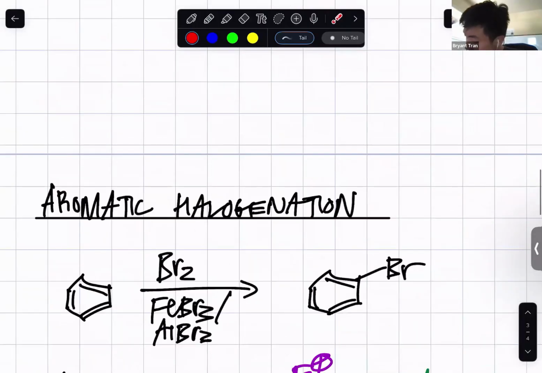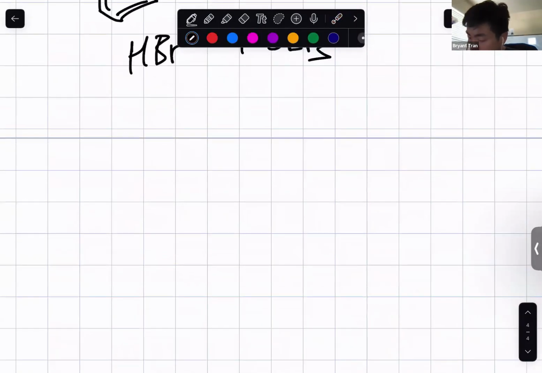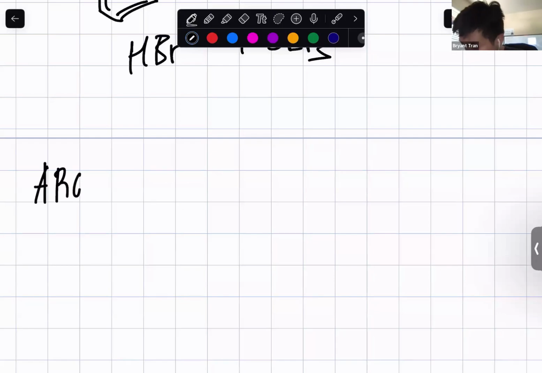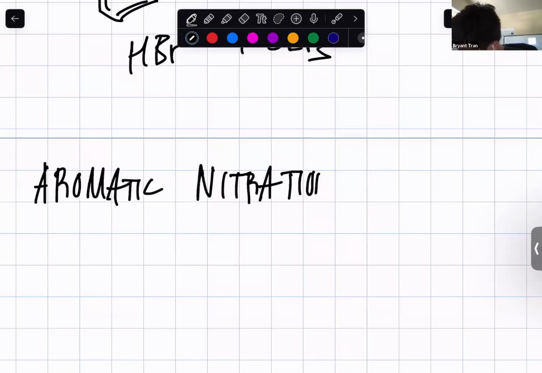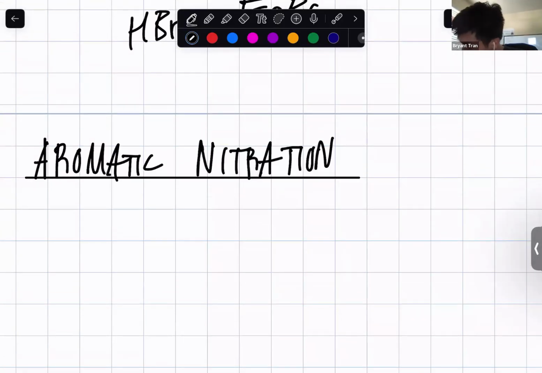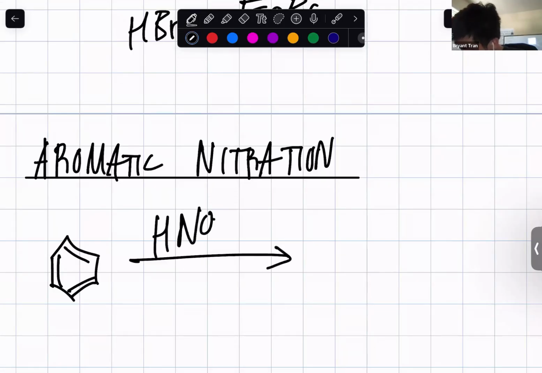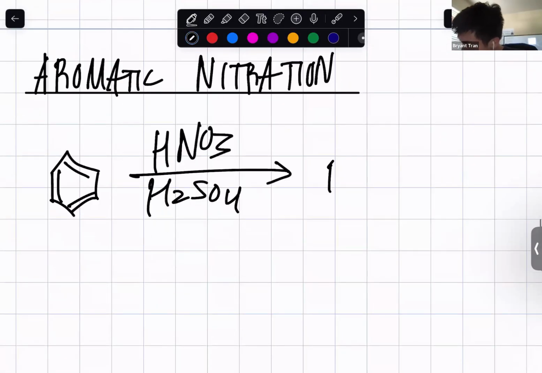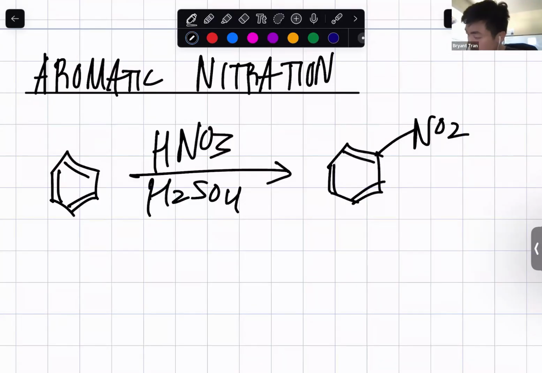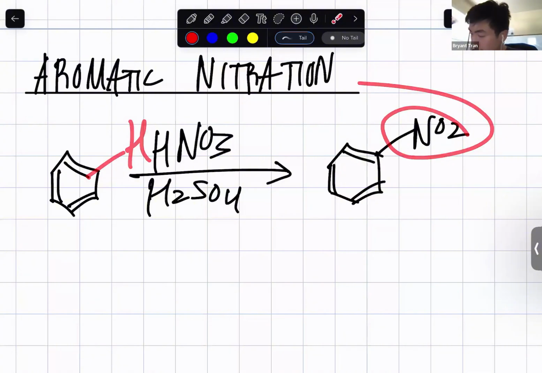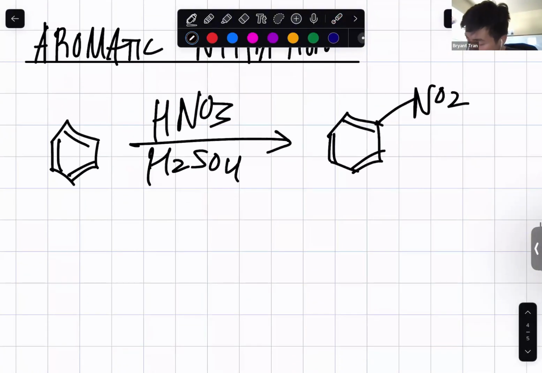Okay, nice. The next reaction we're going to talk about is aromatic nitration here. Okay, so for aromatic nitration, here's the general reaction. We'll have this benzene right here, react it with these reagents, specifically HNO3, H2SO4. And what this would do is substitute one of the hydrogens with an NO2, a nitro group, right? Like that. Okay. Now here's the mechanism, right?